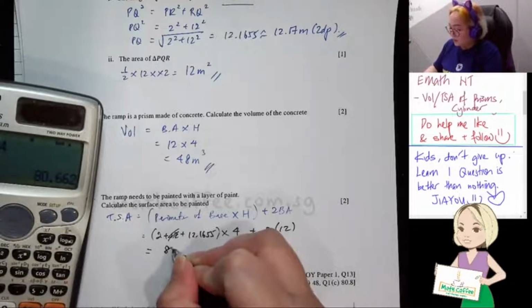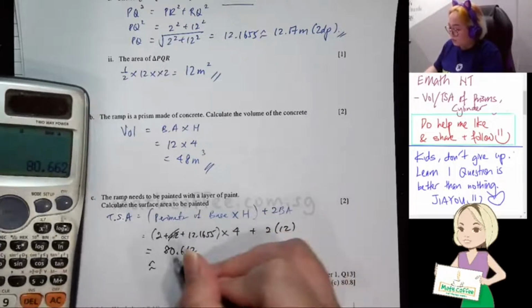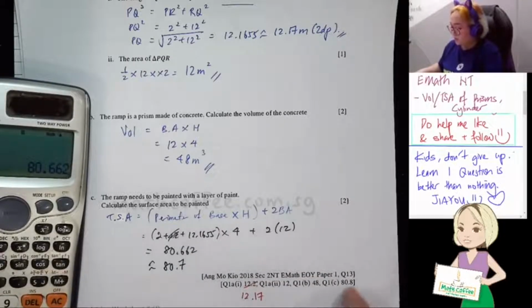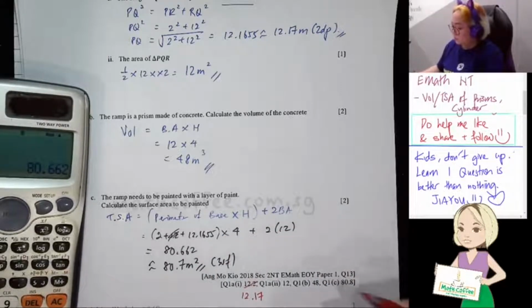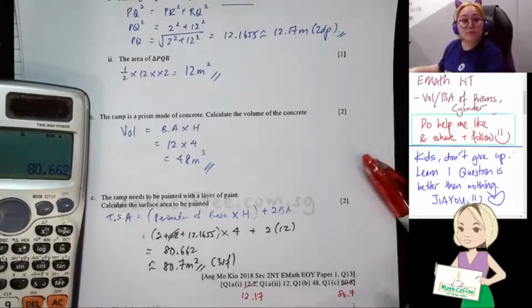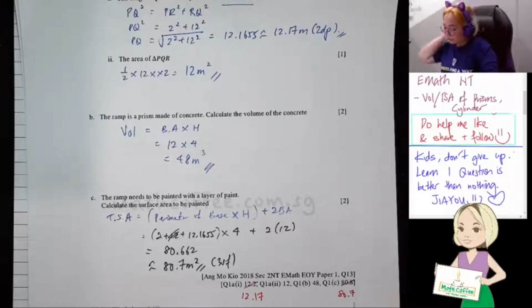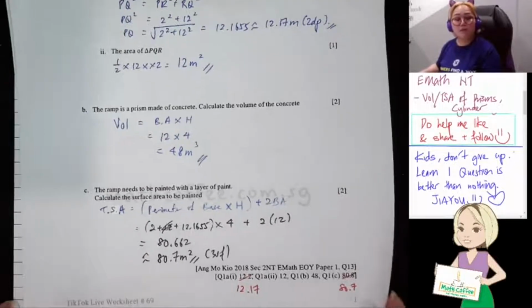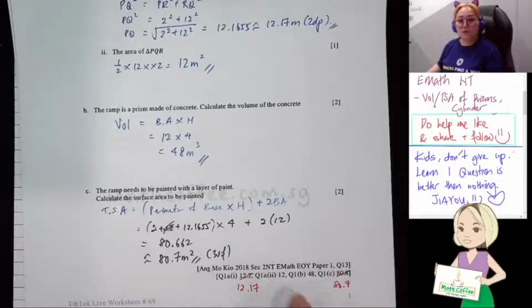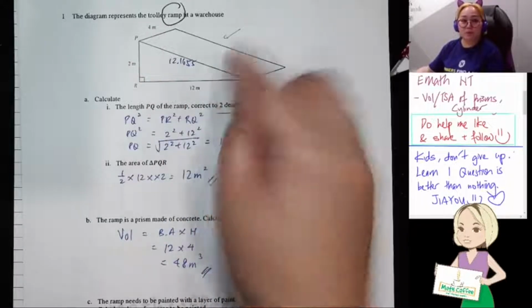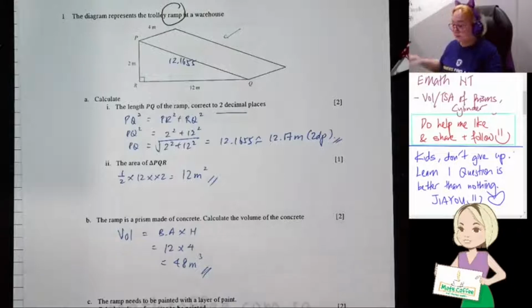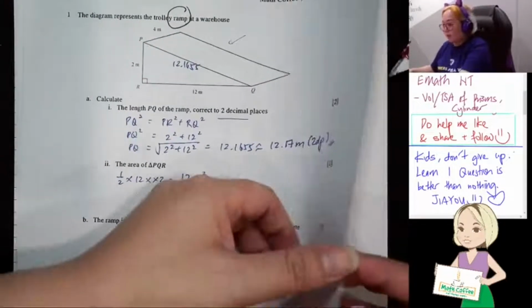Okay, I get 80.662. So if I round off to 3SF, I get 80.7. You see, I still don't get their value. So this is 3SF. So this should be 80.7. So this is for this question. All understand why I never include the 12? Can everyone understand why I never include the 12? Because it's at the bottom, so we should not waste the paint to paint the bottom. Anyway, it's on the floor, nobody sees, right? Okay, so that's for this question number 1.